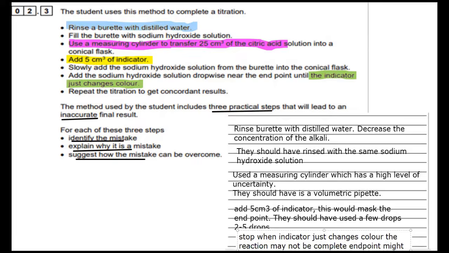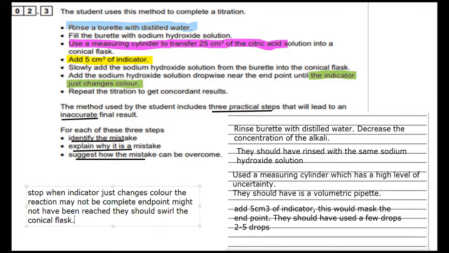Let's move on. Where am I going to put this bit? This bit is over here. So you don't need all of these. You get 2 marks for each of these paragraphs, which identify the mistake, say the problem with it, and what's the solution. In that final one, they should really swirl the conical flask and ensure that the color change is constant. Okay, guys, let's move on.